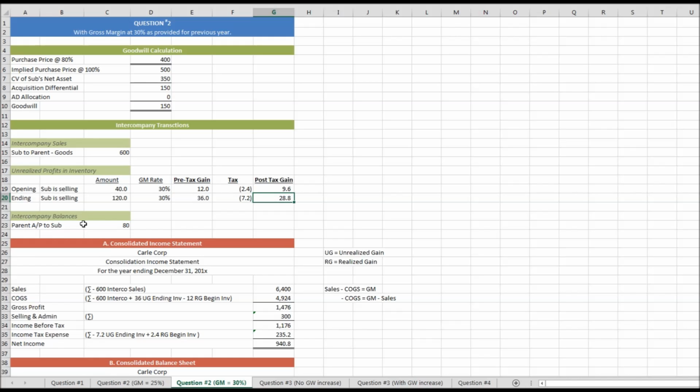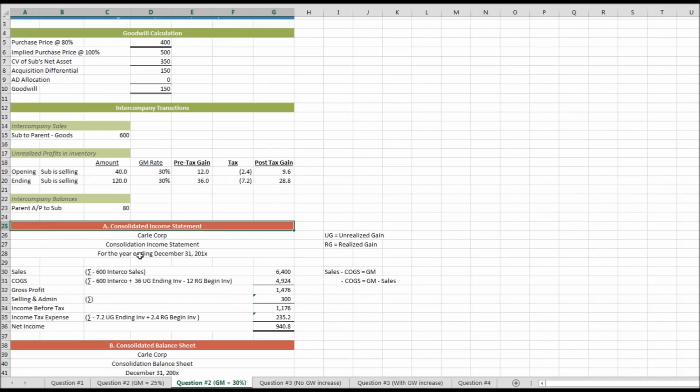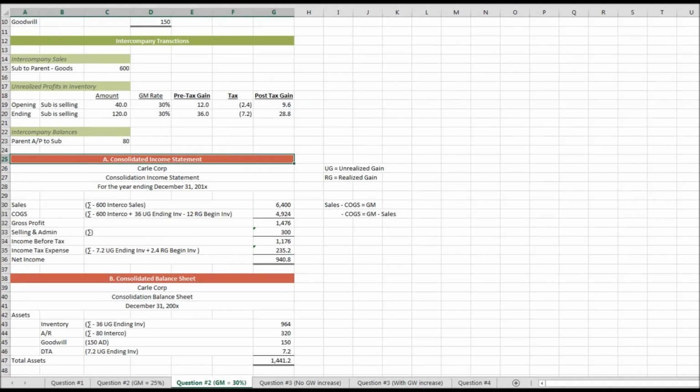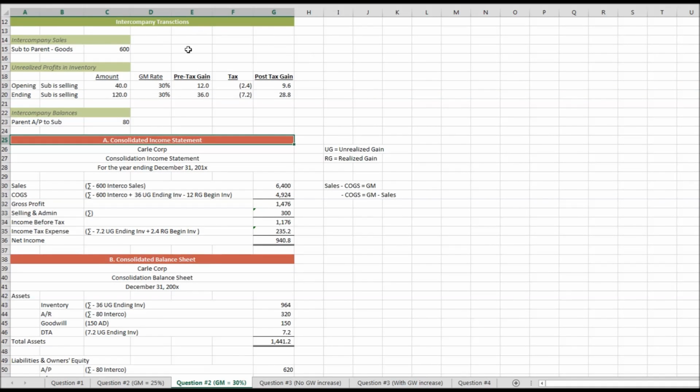So for intercompany balances, right over here, we have the parent has an accounts payable to the sub of $80. Now remember, if there's an account payable to the sub, that means that the sub is also going to have an accounts receivable. So it's sort of like a two-way street. If one is receiving, the other is paying. Now we're going to talk about part A, so the consolidated income statement. We're just going to leave the intercompany balance transactions right there. Excellent.